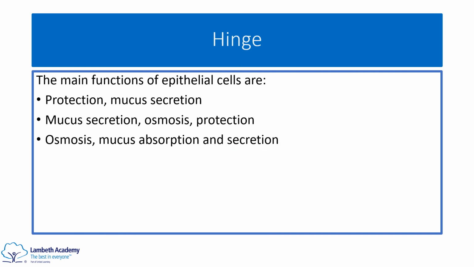Moving on, the next question. The main functions of epithelial tissues are 1, for protection of mucus secretion; 2, mucus secretion, osmosis and protection; or 3, osmosis, mucus absorption and secretion. I'll give you 5 seconds to pick your answer. And the correct answer for this is osmosis, mucus absorption and secretion. We know that simply because protection is the function or the main functions of compound epithelial cells and not of simple epithelial cells.